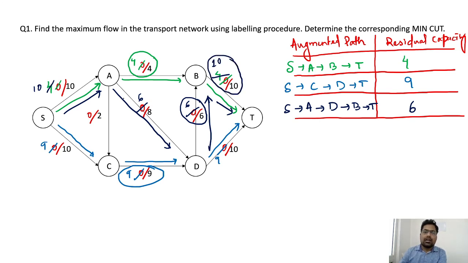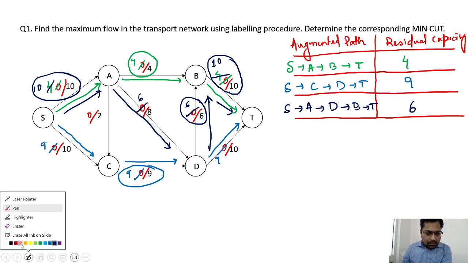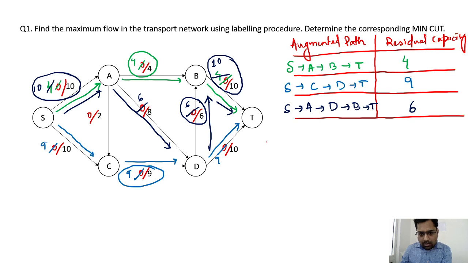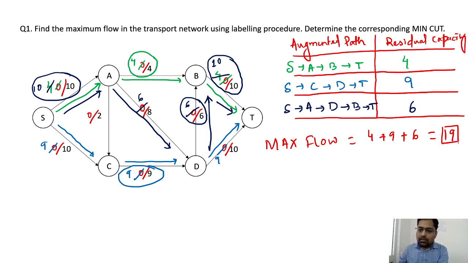Because the residual capacity of this path is 0, that's why we said we cannot move through. Okay, so this is how we found it, and the result which we found is that max flow is equivalent to the summation of all the capacity, which is 19. Here we already found this one.